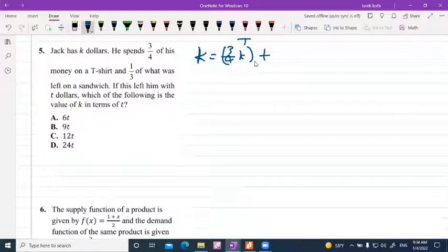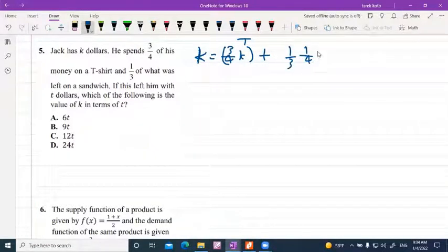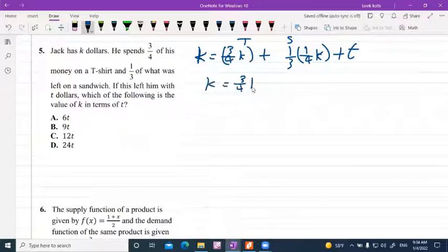Plus, and 1/3 of what was left. What was left from the 3/4? Just 1/4. And the 1/3 of the 1/4, it will be like this. 1/3 of what was left on sandwich. This is sandwich. If this left him with T dollars, means plus T. Which of the following is the value of K in terms of T?